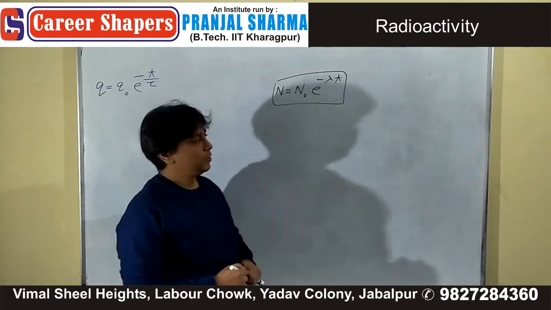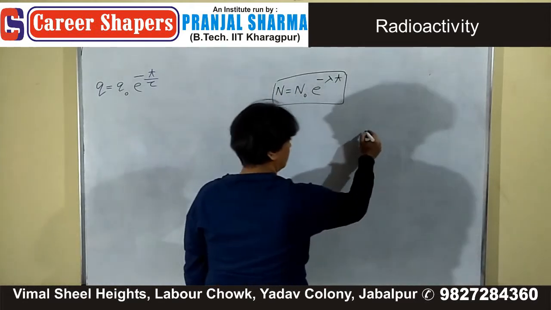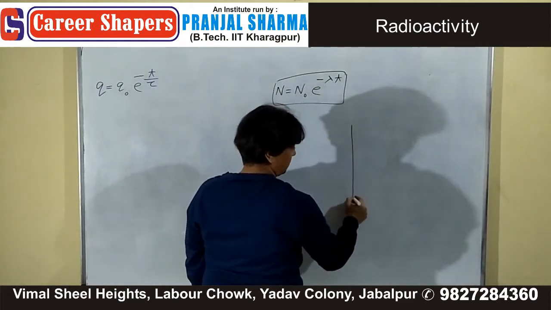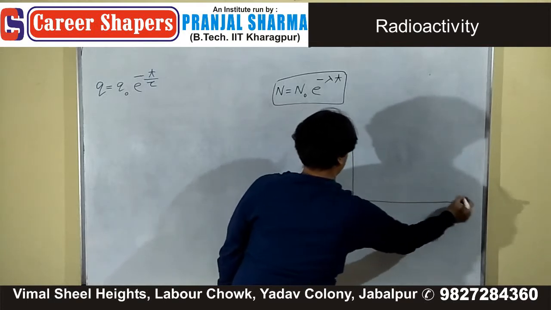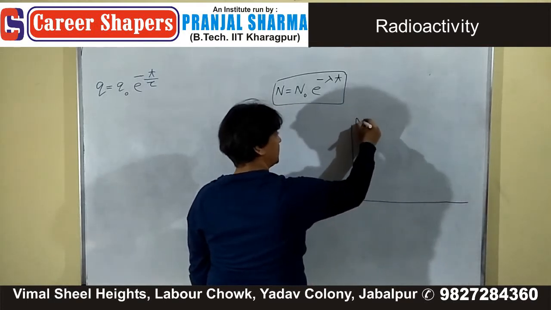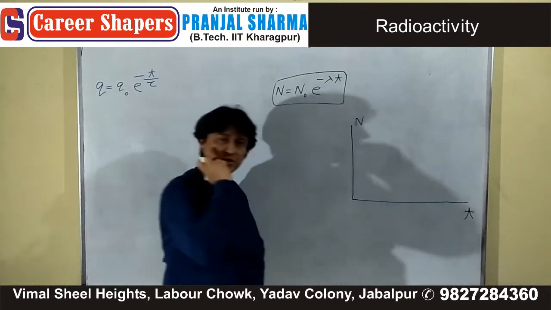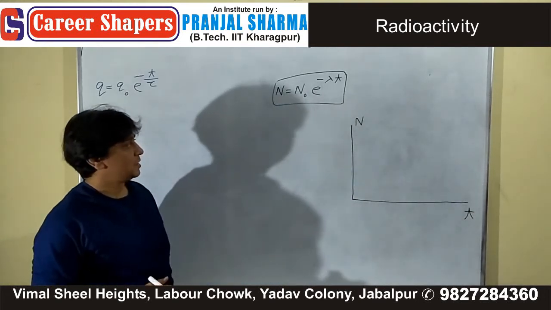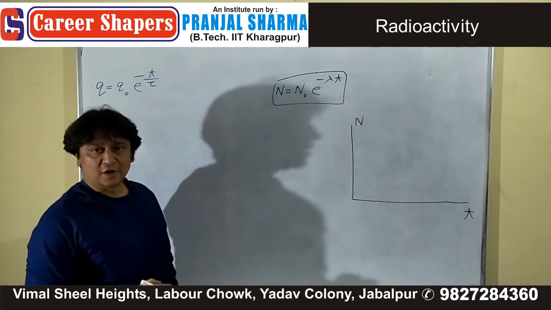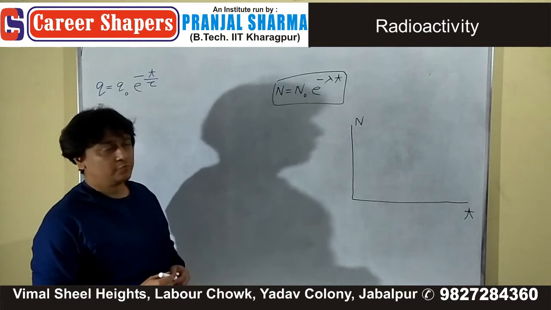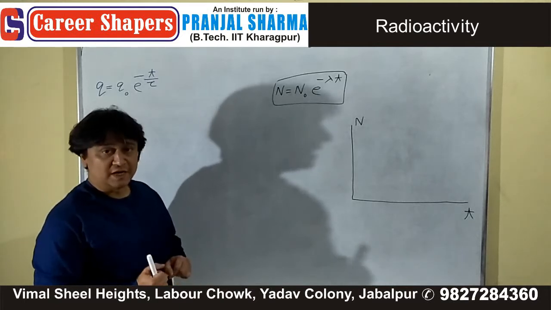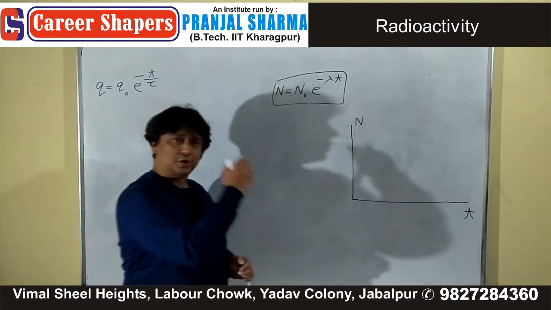Now look, how do you plot a graph? Vertical axis is N. Horizontal axis is what? T. Now this graph cannot go up because we are discussing what? Disintegration. And therefore it should come down.